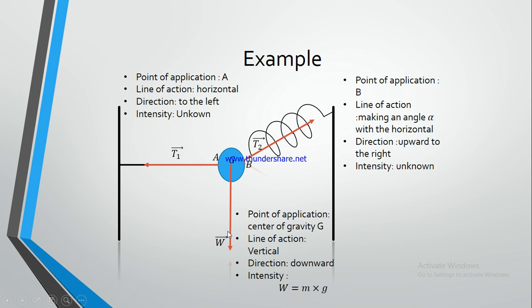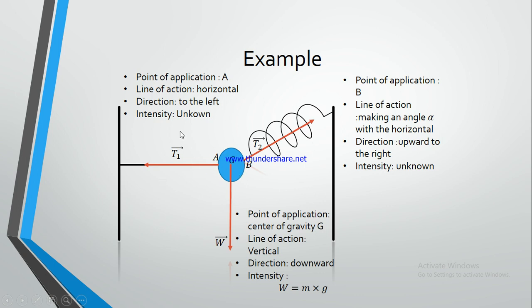So we can understand that we have three forces. Some forces change the motion of the ball, because if we cut the string and the spring, the ball should move downward. So the tension changes the motion of the ball. So we have three forces.